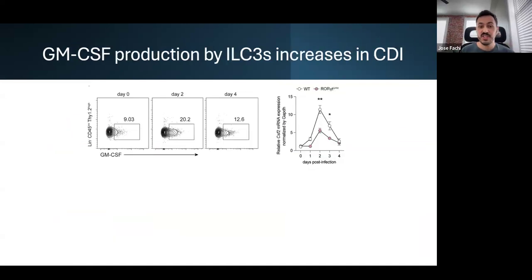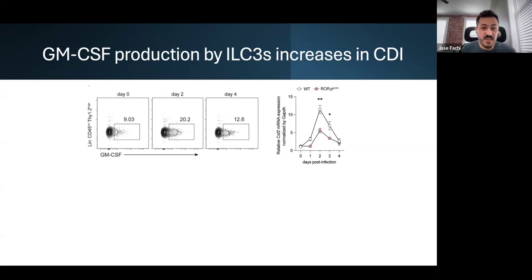Knowing that, we decided to check, is GM-CSF being produced by ILC3s under C. diff infection? So we checked at day 0 when mice are not infected, but they were treated with antibiotic. And then comparing with day 2 and day 4, you can see that there was a very high release of GM-CSF by ILC3s on day 2. And checking the whole tissue GM-CSF content, we see in the ILC3 deficient mice, we have pretty much less GM-CSF compared to the wild type. So ILC3s produce GM-CSF, and not having ILC3s, we have a deficiency in GM-CSF.